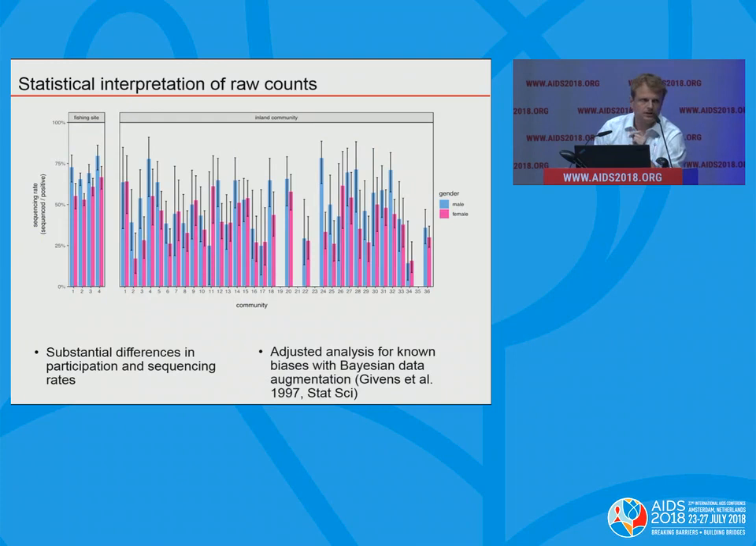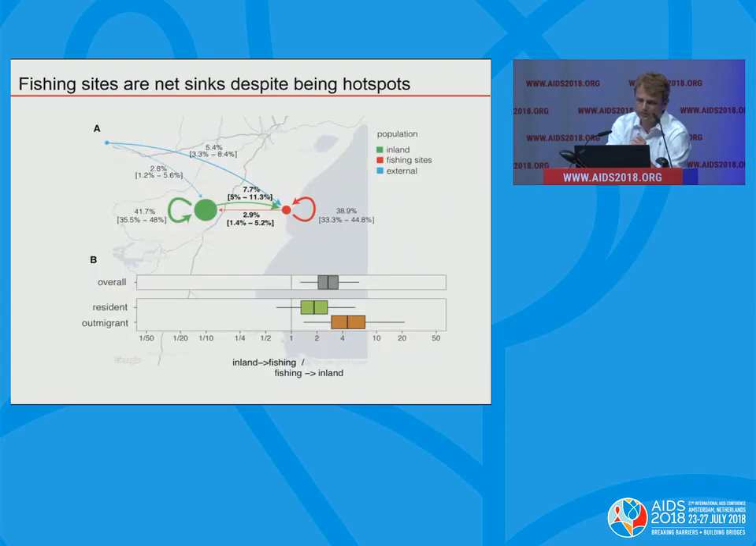Now, interpretation of these unadjusted counts was a bit challenging, and this was because we found substantial variation in sequencing and participation rates. So what I'm trying to show with this figure on the y-axis is sequencing rate, so that's number sequenced divided by number infected, and I'm doing this on the x-axis across communities, and by color, by gender. So you see the substantial variation. And we adjusted for this by using a technique called Bayesian data augmentation. Now, our initial finding on the unadjusted data did not change.